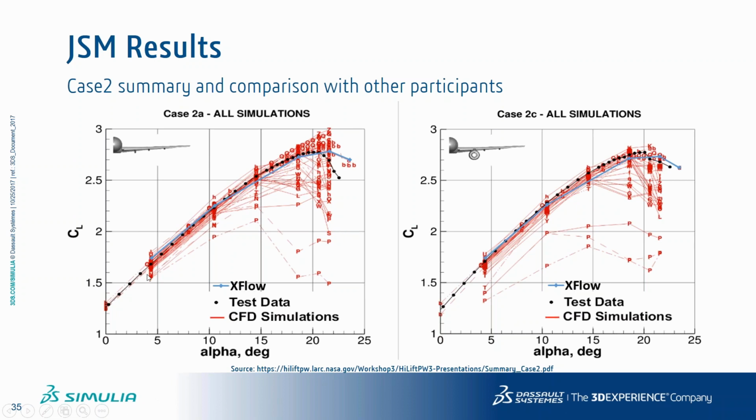And we see that clearly. Just to comment, these red curves are all the participants' results that have been put on the same graph. That's also available from the summary, available online on the website of the high lift workshop. One interesting thing is that the linear part has a very small scattering between participants. Most people manage to capture this region of the linear part very nicely.